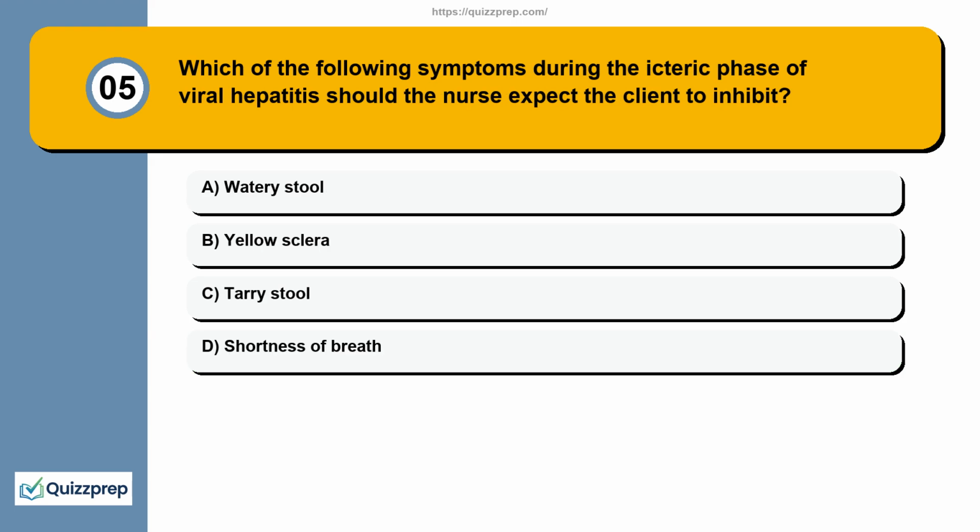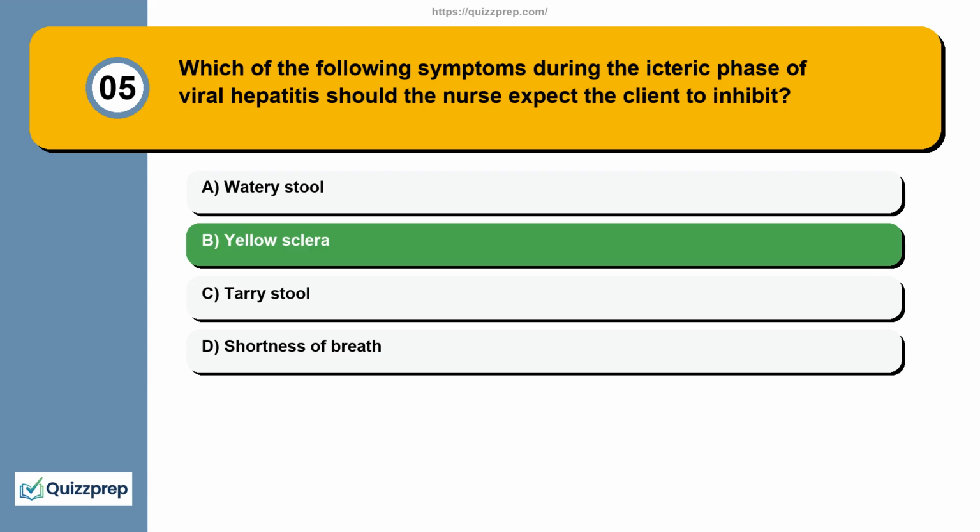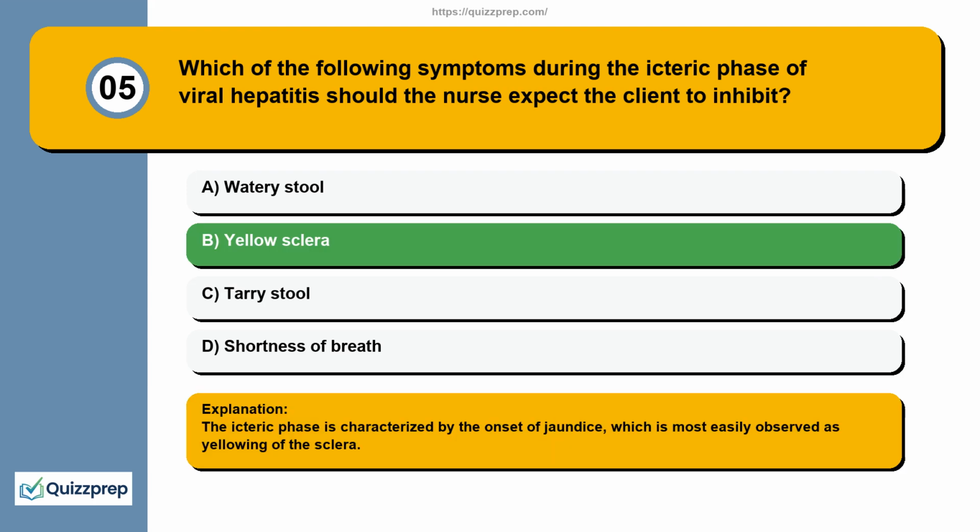Question 5. Which of the following symptoms during the icteric phase of viral hepatitis should the nurse expect the client to exhibit? Watery stool, yellow sclera, tarry stool, shortness of breath. The icteric phase is characterized by the onset of jaundice, which is most easily observed as yellowing of the sclera.